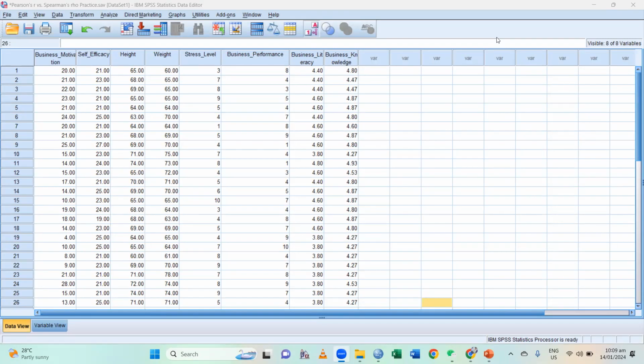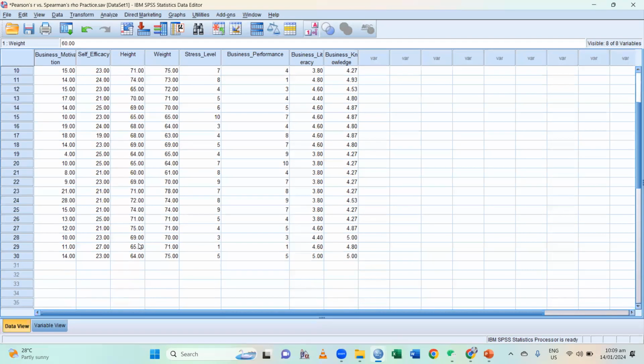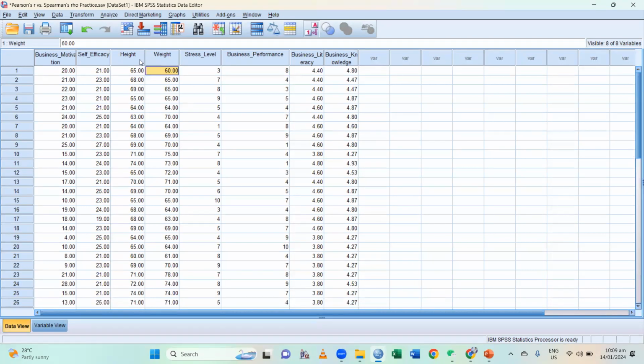Okay, so here we are back with our data, and we have here the column for height. The heights here are all in inches, by the way. And we have here weight, which are all in kilograms. So for example, take a look. For a person whose height is 65 inches, his weight is 60 kilograms and so on. And these are also all paired data.